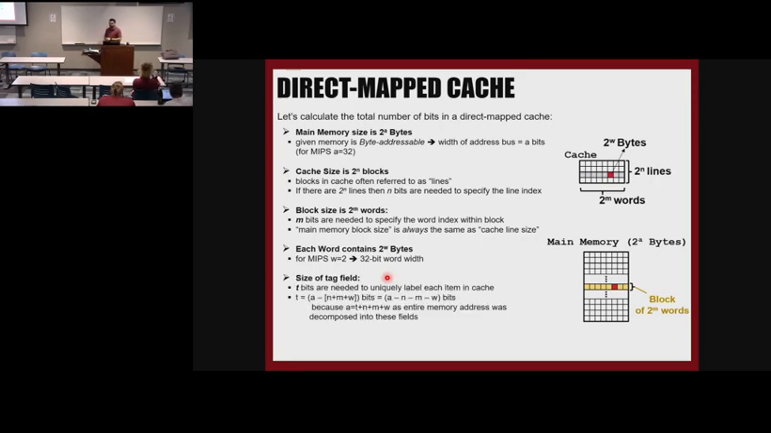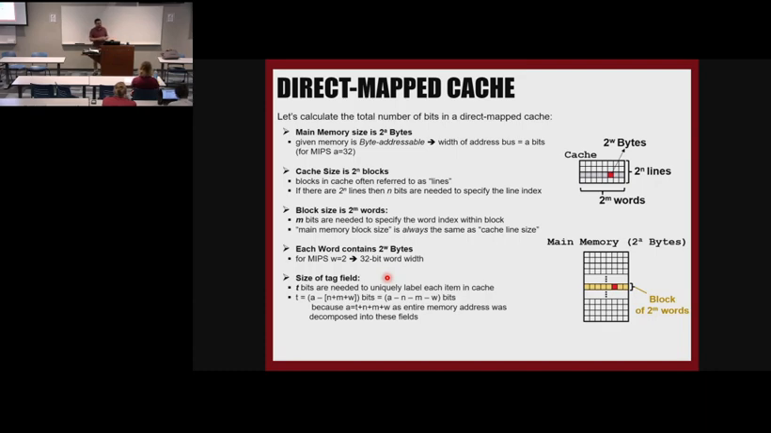Okay, so now the thing that is left is the tag. I know M, N, and I know A, which is the length of the address. N is the number of bits I need to find the cache line. M is the number of bits that I need to find the word in the cache line. And I have W to find the byte in the word. And whatever is left would be the tag.